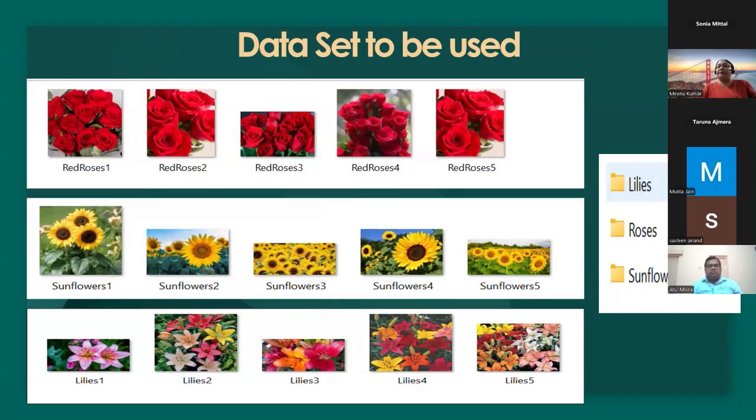So what I did was, for my first class, I created a folder called flowers. In that, I had three separate folders, and I saved examples of each flower. So I've taken five examples of each.